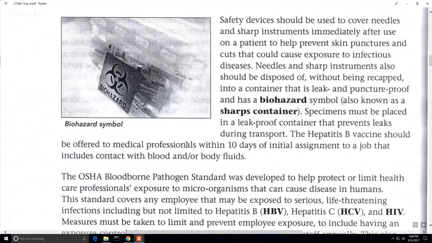Specimens must be placed in a leak-proof container that prevents leaks during transportation. The hepatitis B vaccine should be offered to medical professionals within 10 days of initial assignment to the job, and that includes contact with blood or body fluid.